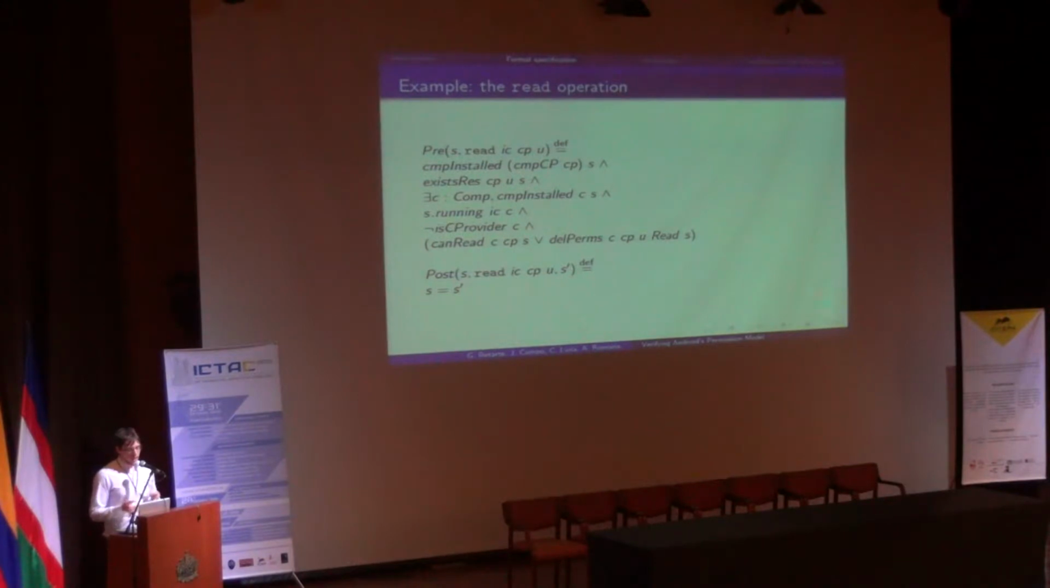But the precondition is saying that if the running instance IC wants to access the URI of content provider CP, then all these conditions must hold. In particular, the last one is saying that the component corresponding to the running instance must have the appropriate permissions to read the URI, either at install time, or by means of a permission delegation, either permanent or temporary.